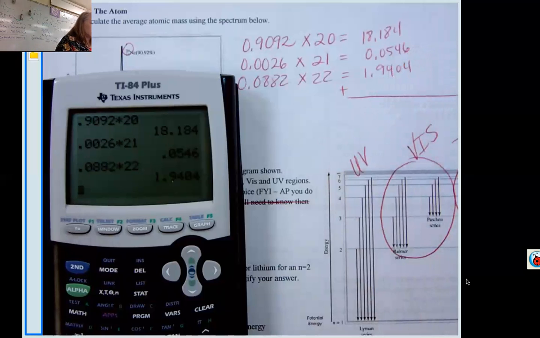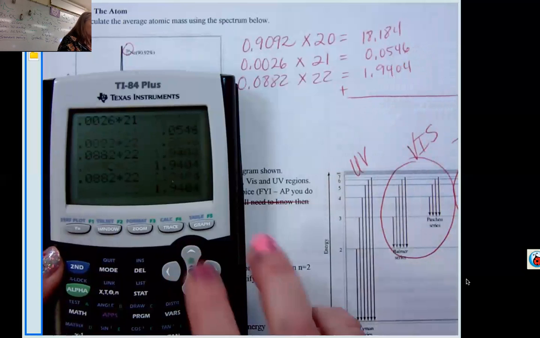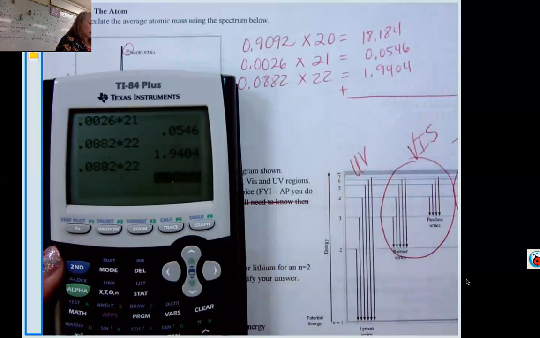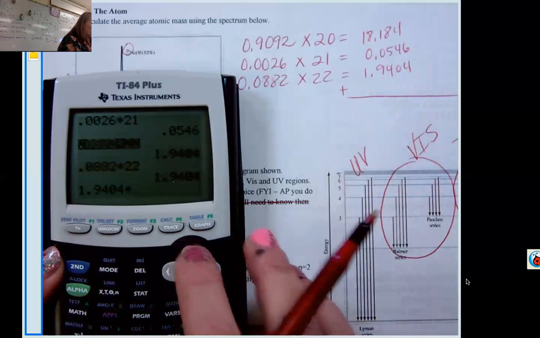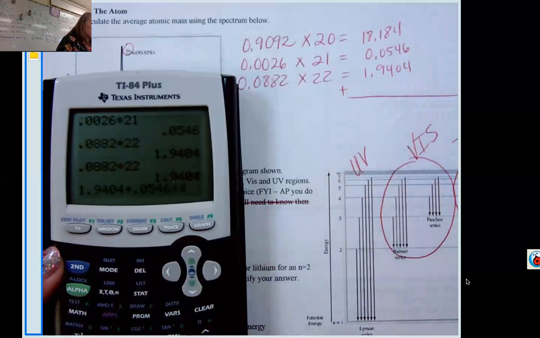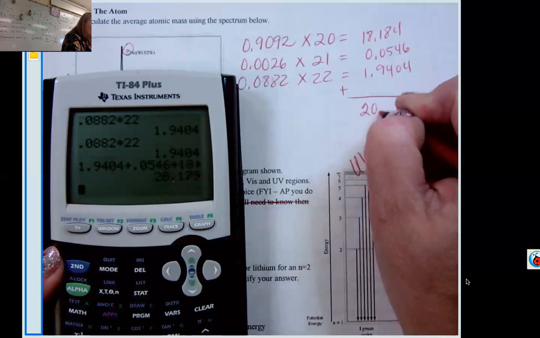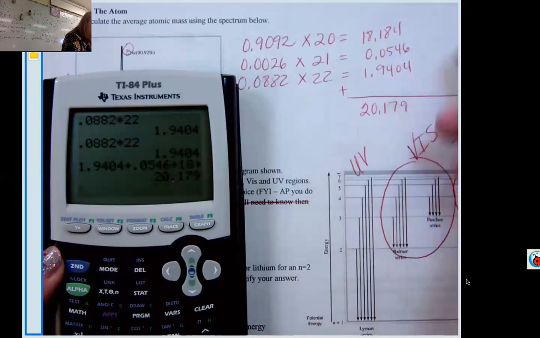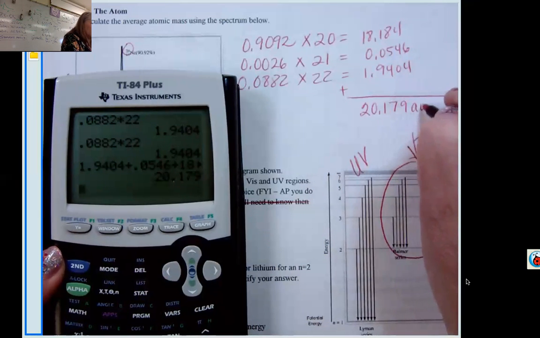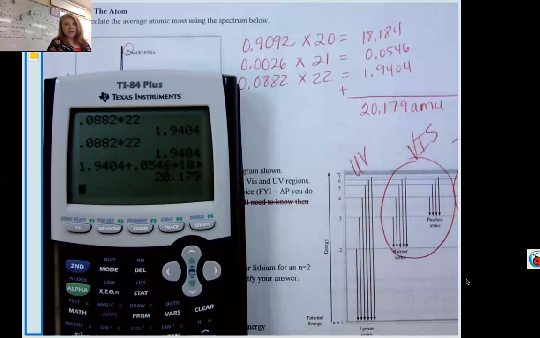This is a weighted average, so you add them up together. This is not like taking a normal average where you just add them up and divide by 3. You're taking a weighted average. So first number plus my second number plus the 18.184, and that gives us 20.179. And since we're dealing with an atom, that would be in AMUs.